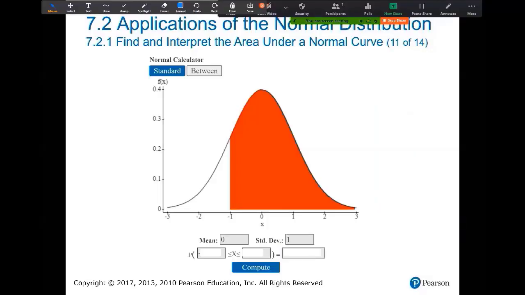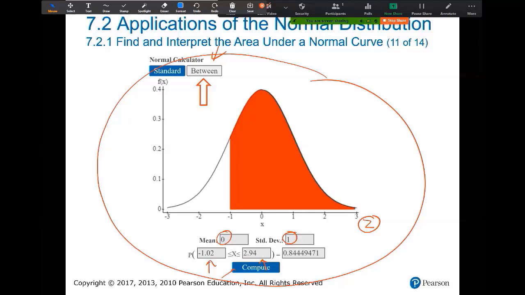How? To work with StatCrunch, you go to Stat, Calculator, and select Normal Distribution. Because we are dealing with z-scores, we select mean 0 and standard deviation 1, and we select between because two values are given. When we select between, two boxes appear. In one box, we input negative 1.02. In the other box, 2.94, and we click compute: the probability is 84%. That is using technology. You must pretend that you don't use that. You must use formulas and tables.